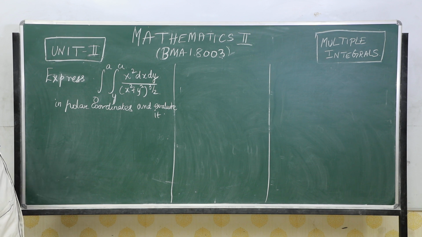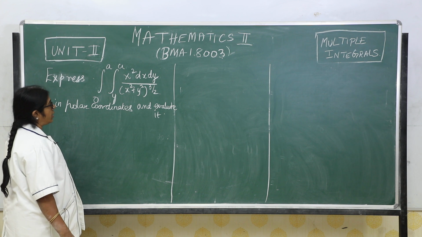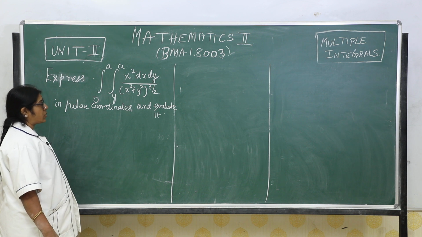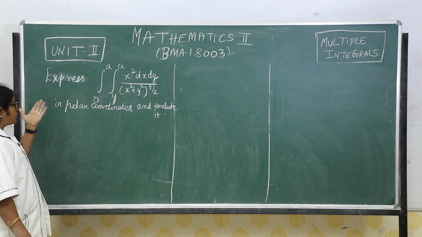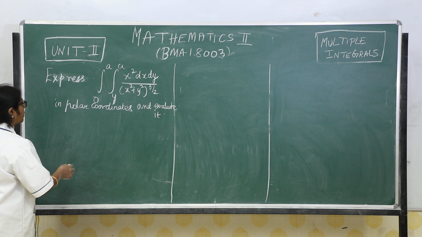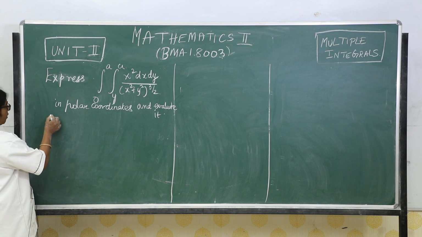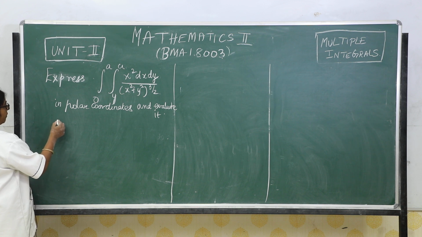Express the integral from 0 to a, integral from y to a, of x squared dx dy divided by (x squared plus y squared) the whole to the power 3 by 2. Express this in polar coordinates and then evaluate it. So, first of all, we will find out the limits of x and y.